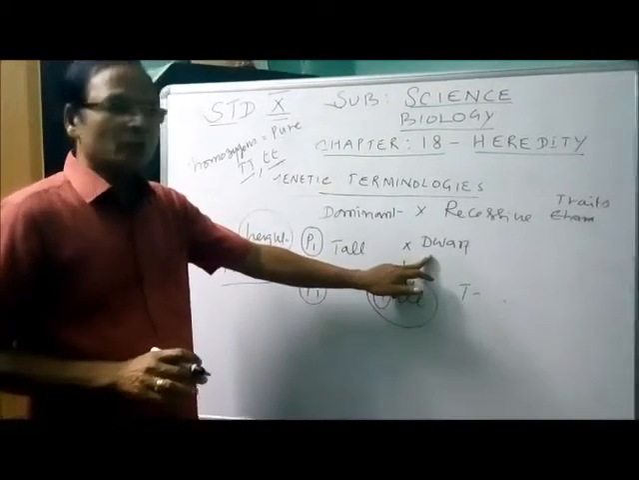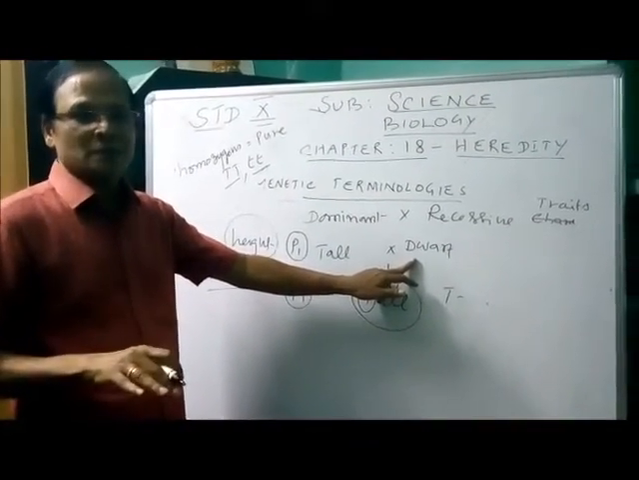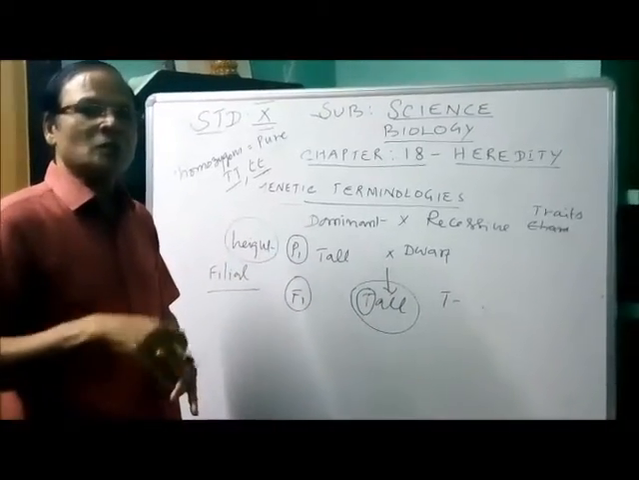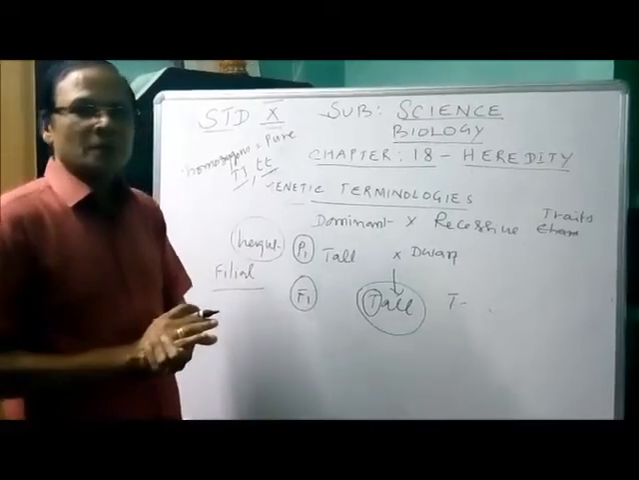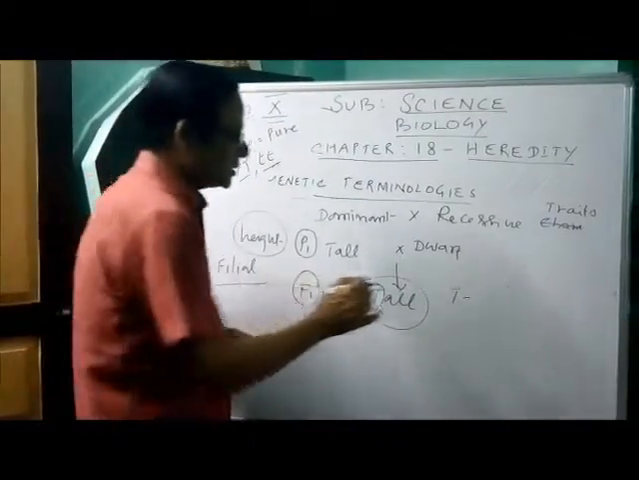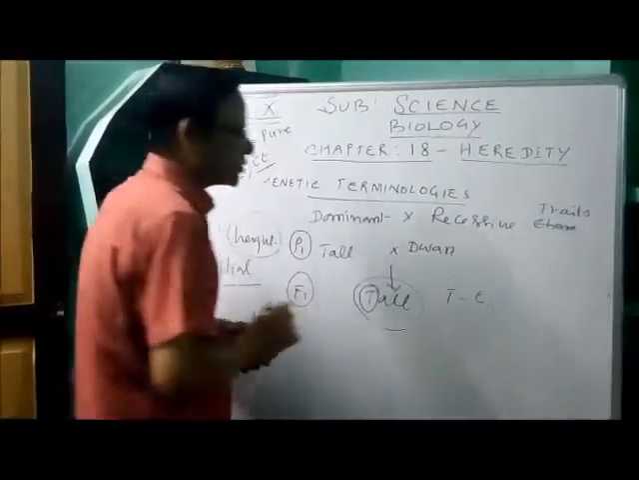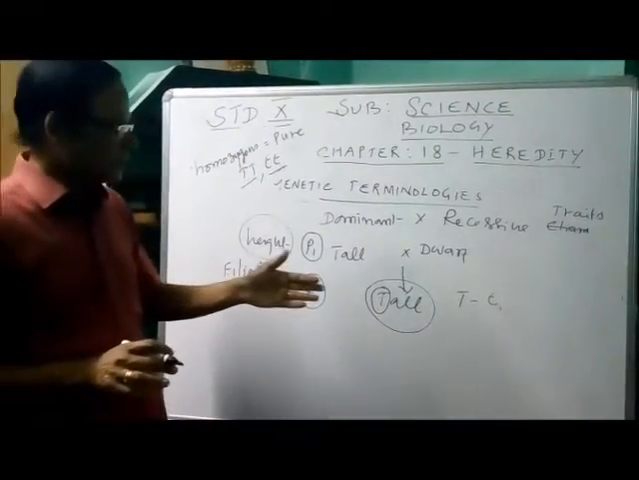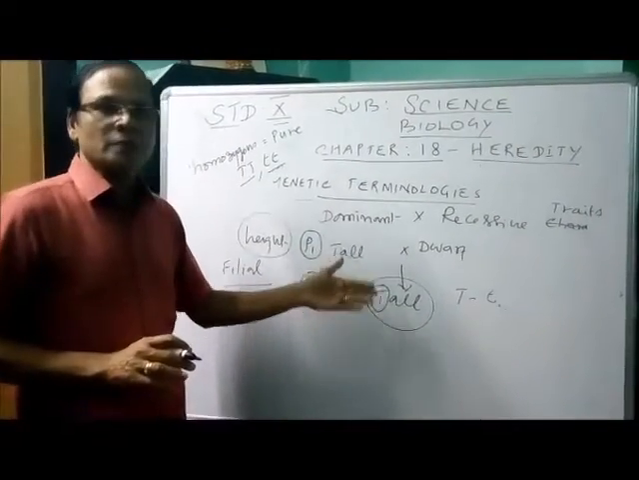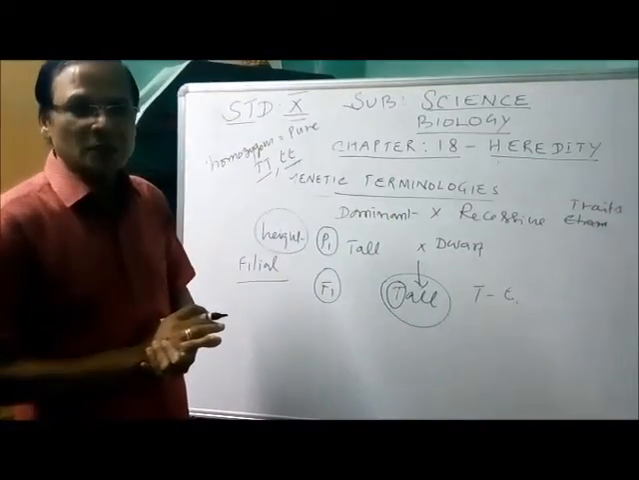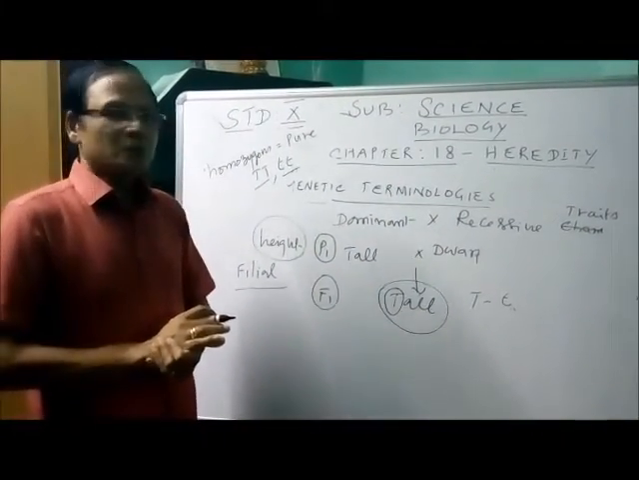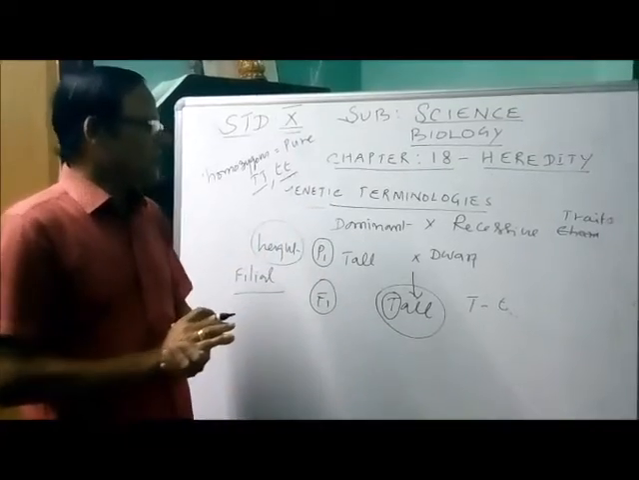Another character, dwarf, which is being masked or suppressed, which is not expressed, is called a recessive character. That character is controlled by the alternative form of capital T, small t. So the character which is being suppressed or masked is called a recessive character, and the gene is called the recessive factor. So that's about dominant and recessive.